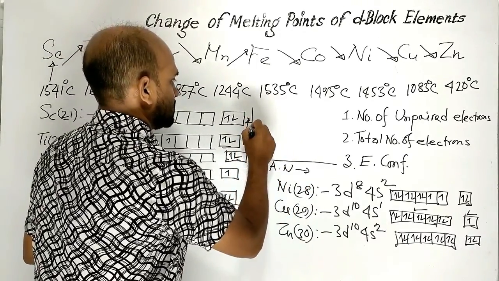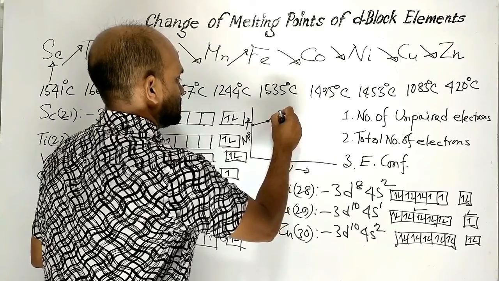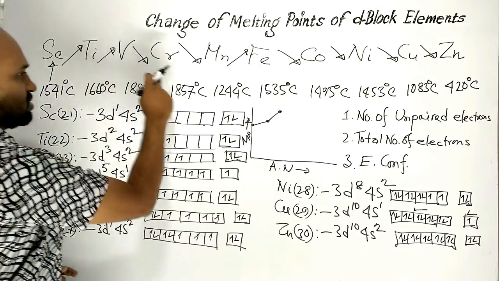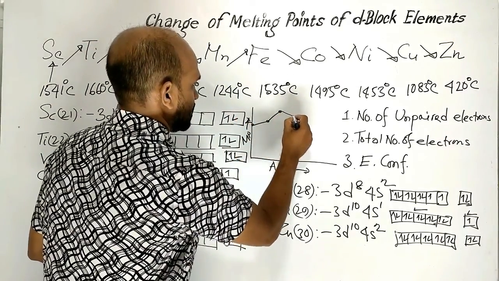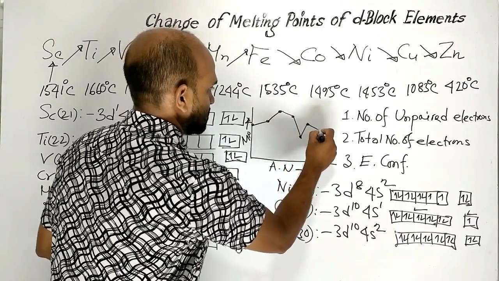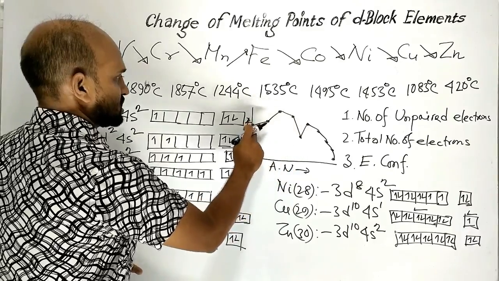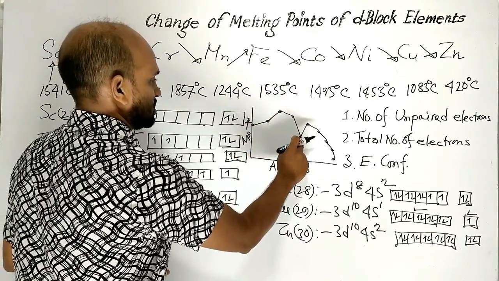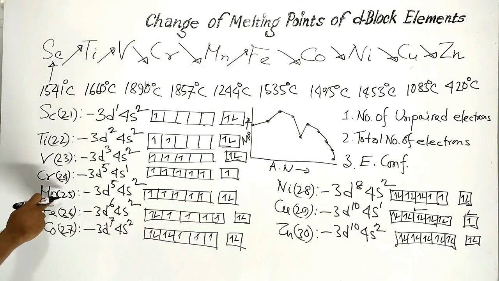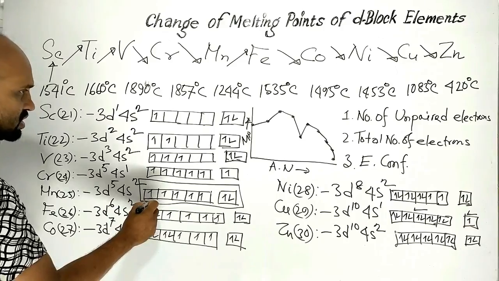Scandium, then vanadium, it increases, chromium increases. Scandium, titanium, vanadium, chromium, manganese, iron, cobalt, nickel, copper, zinc. That is, here scandium, titanium, vanadium, chromium, manganese. The melting point of manganese is decreased a lot. Manganese has a stable electronic configuration, with fully filled and half filled orbitals.